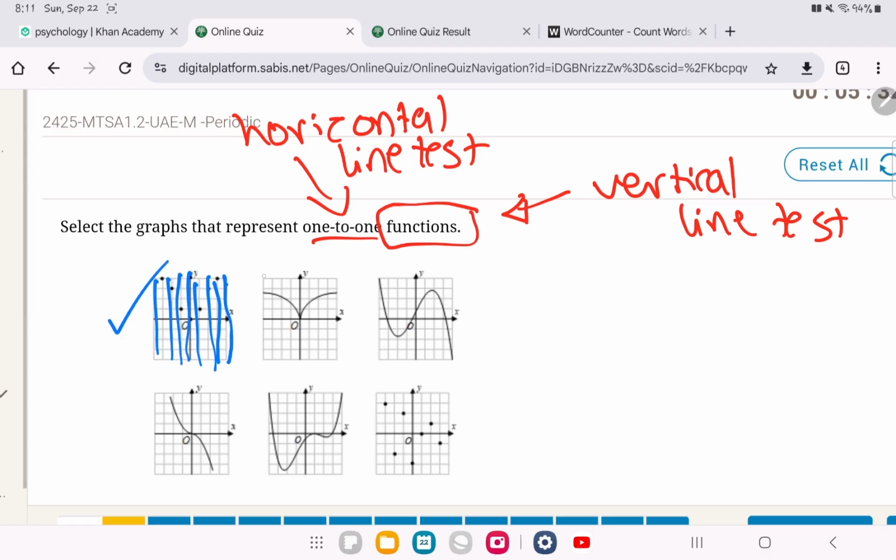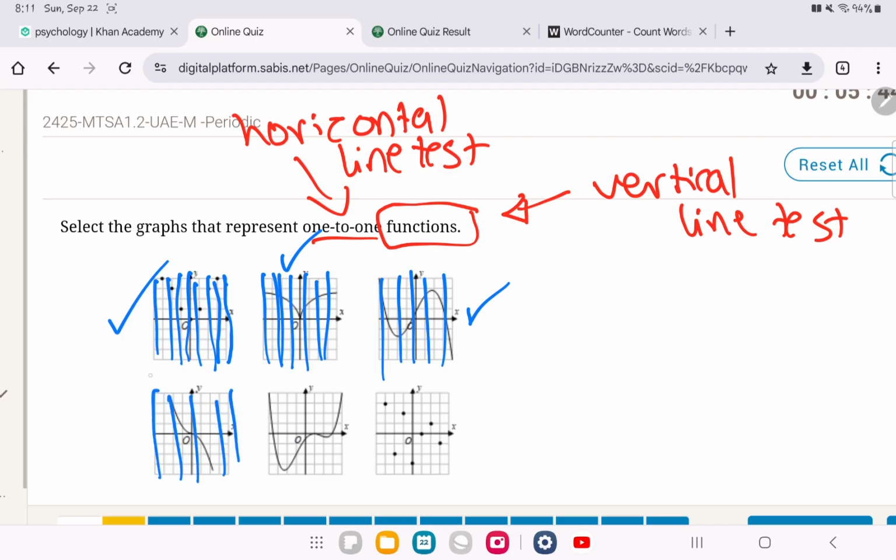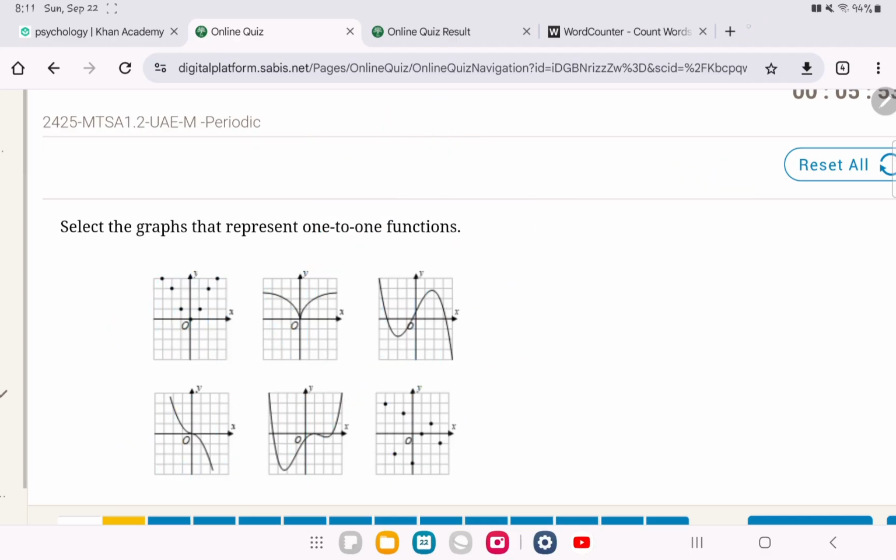So this is a function. This is also a function. Also a function. So basically, if you do it, you're going to find out that they are all functions. Okay? So we finished the vertical line test. We found out that they are all functions. Now we need to find out if they are all one-to-one functions. So we do the horizontal line test.